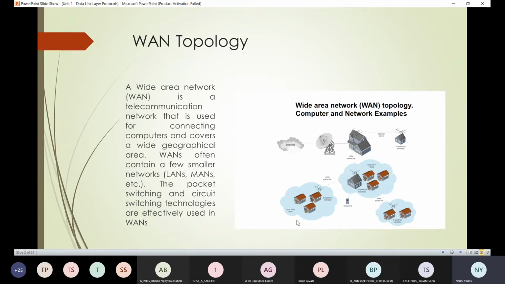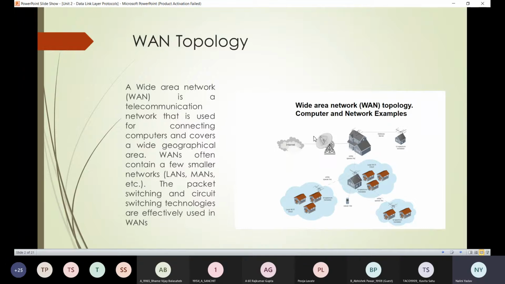So WAN is a wide area network, and it is used for connecting computers and covers a wide geographical area. That is the important part. From the image also you can see that it covers a wide geographic area. You can see the internet, then satellite. Now it is connected with some space gateway servers. Then we have cellular phones also. Then we have local Wi-Fi areas also, which are connected through this WAN.